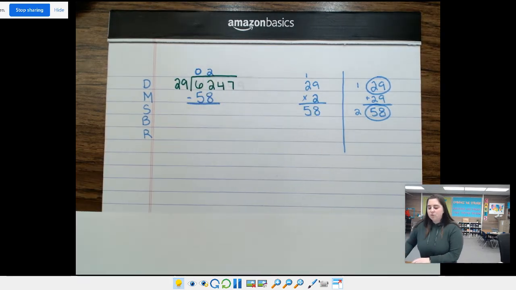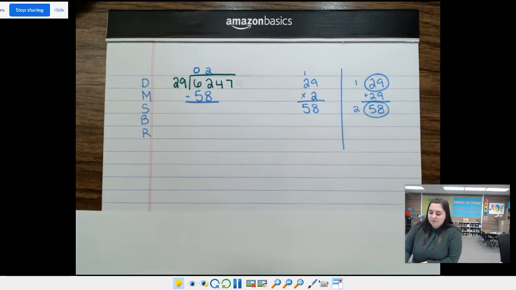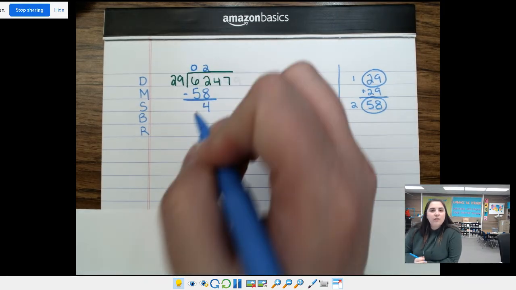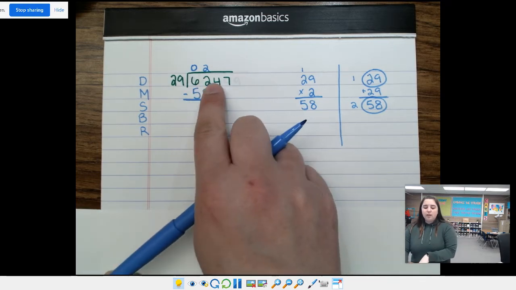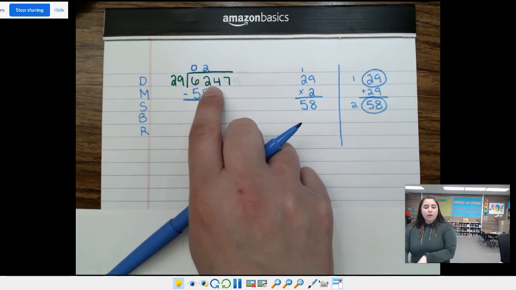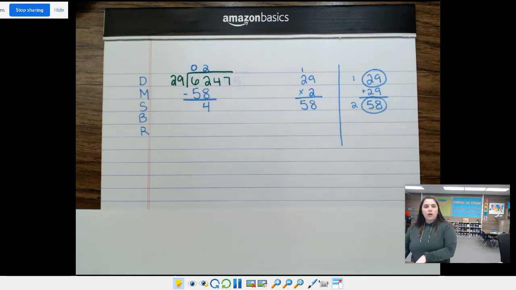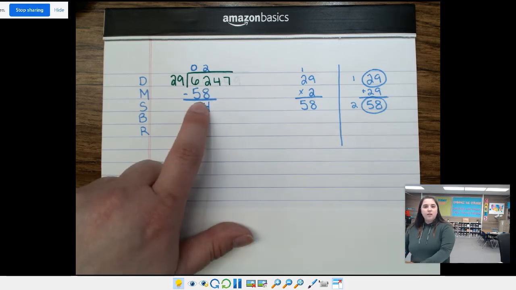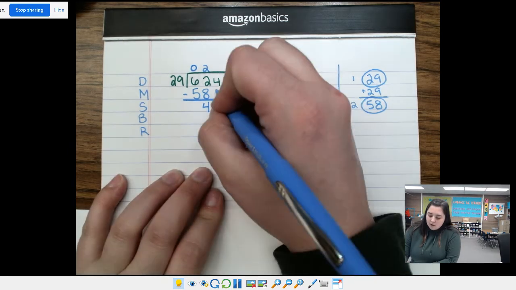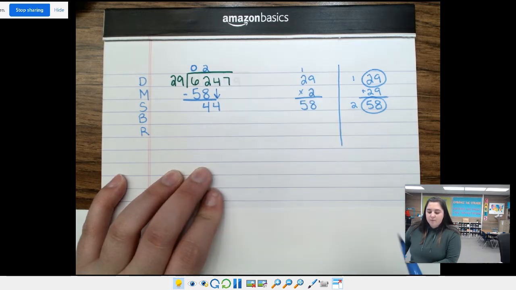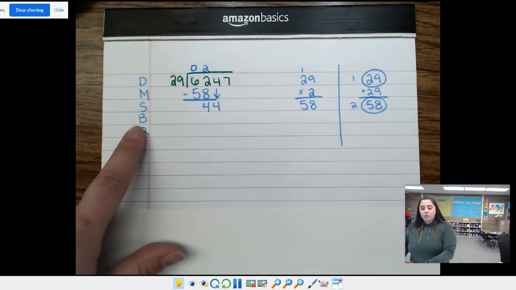What is 62 minus 58? That's 4. There's only 4 numbers in between there. There's no need to do the borrowing from over here or regrouping to make that 2 into a 12, because I know 58, if I count up, 58, 59, 60, 61, 62. 4 numbers. Let's bring down our 4. So now I need to repeat.